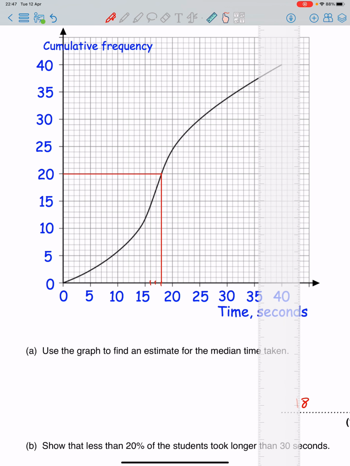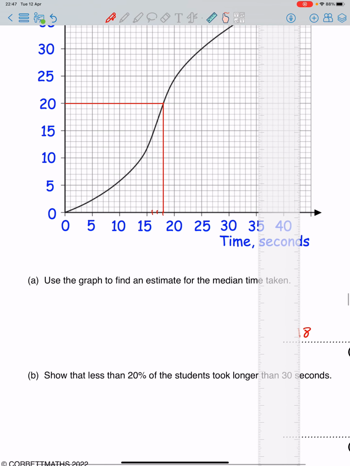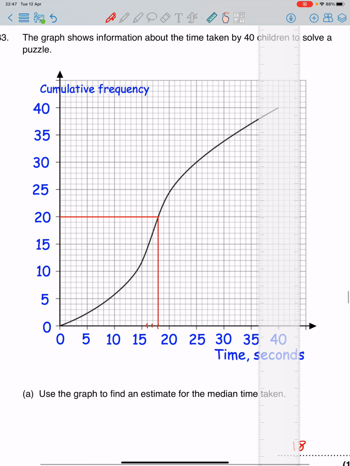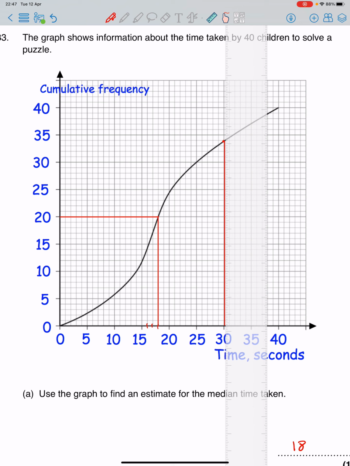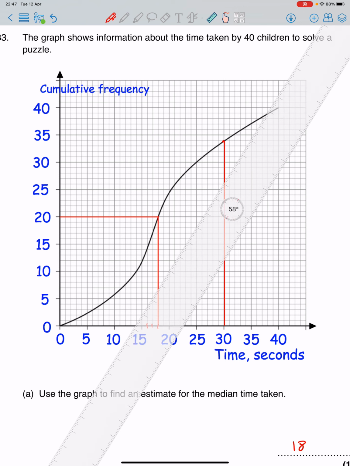And it says show that less than 20% of students took longer than 30 seconds. So for those that took longer than 30 seconds, we look for where it says 30, and then we draw a line up to the graph, which is this number, and then we go across.